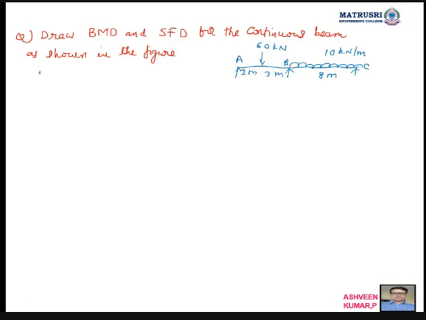The free bending moments, a diagram first. Span 1 I will take as M1, span 2 as M2. For M1, the load is at the center. When the load is at the center, what is the formula? WL by 4. What is W here? 60 into, what is L? 6. 60 into 6 by 4, that is 90 kilonewton meter.